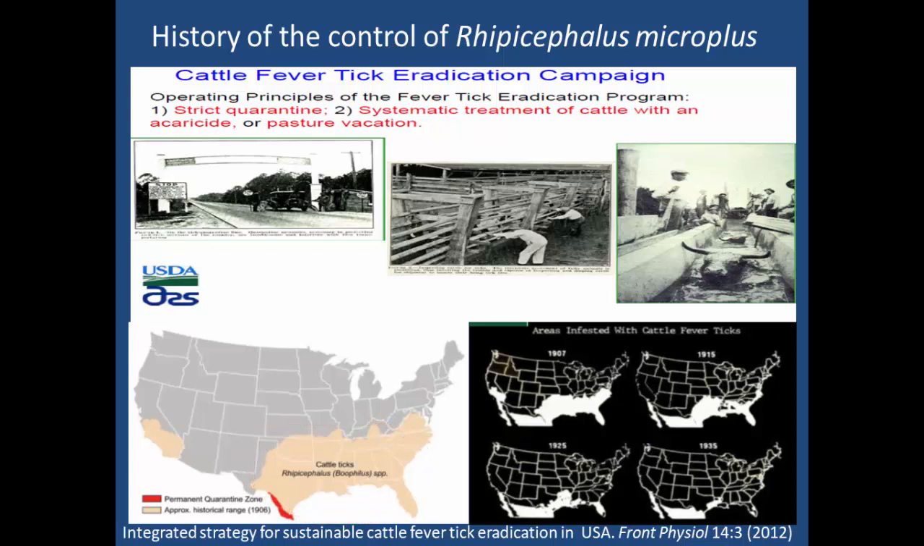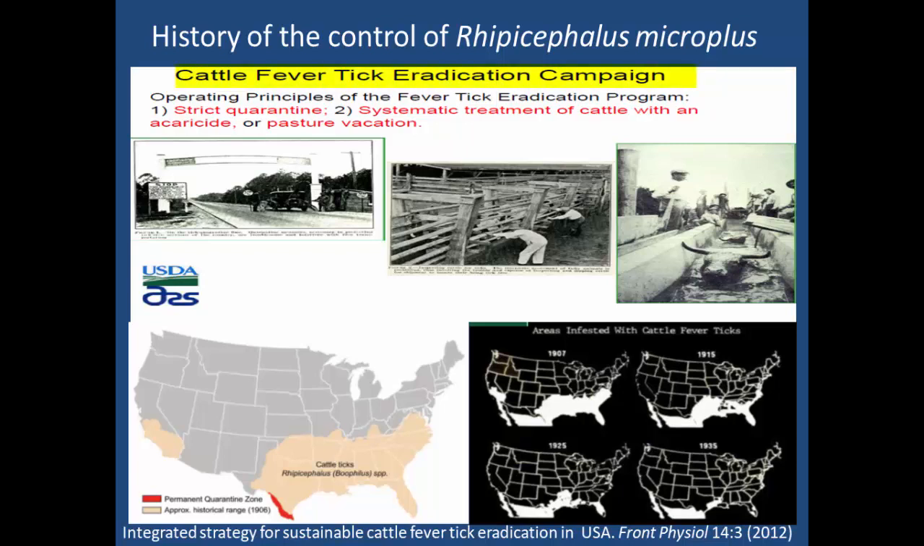And without this tick, the main disease transmitted by the tick, which is babesiosis, also disappeared. They now estimate savings of up to $3 billion a year to the cattle industry from not having this protozoal disease. You may read more on how they make these calculations in the reference provided below.